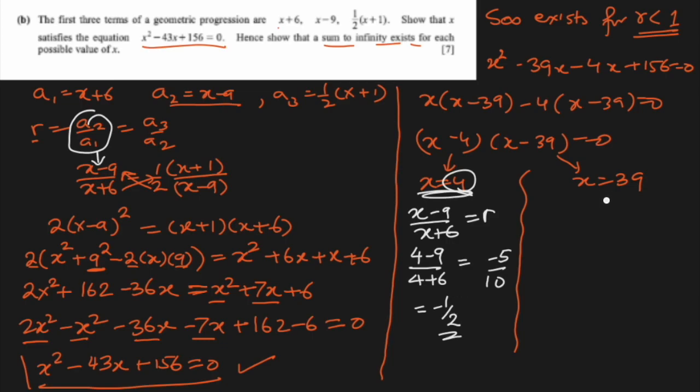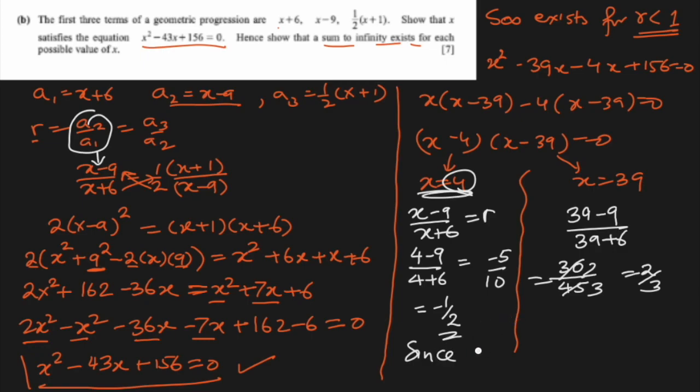Okay. x equal to 39. 39 minus 9 over 39 plus 6. That is 30 over 45, which is 2 over 3. So since r is between minus 1 and 1, r is not equal to 0, sum to infinity exists.